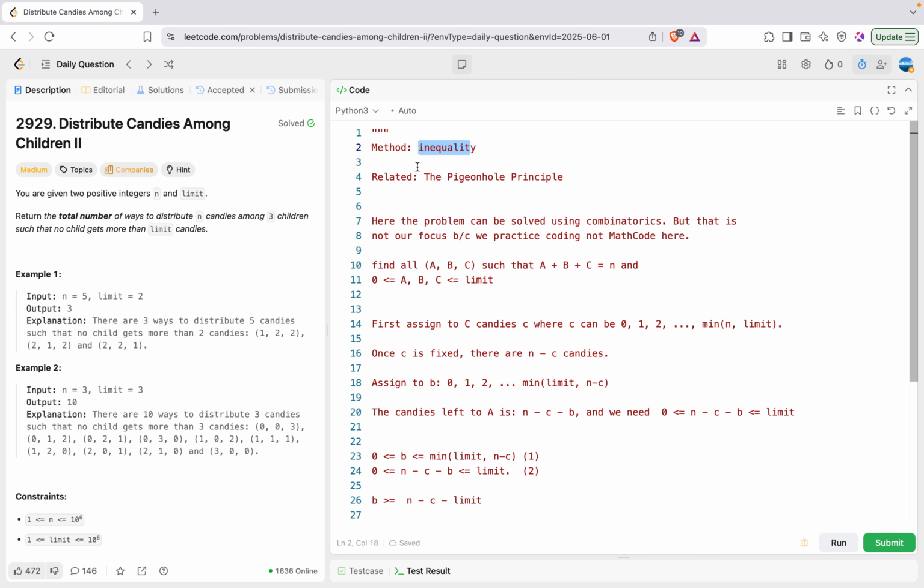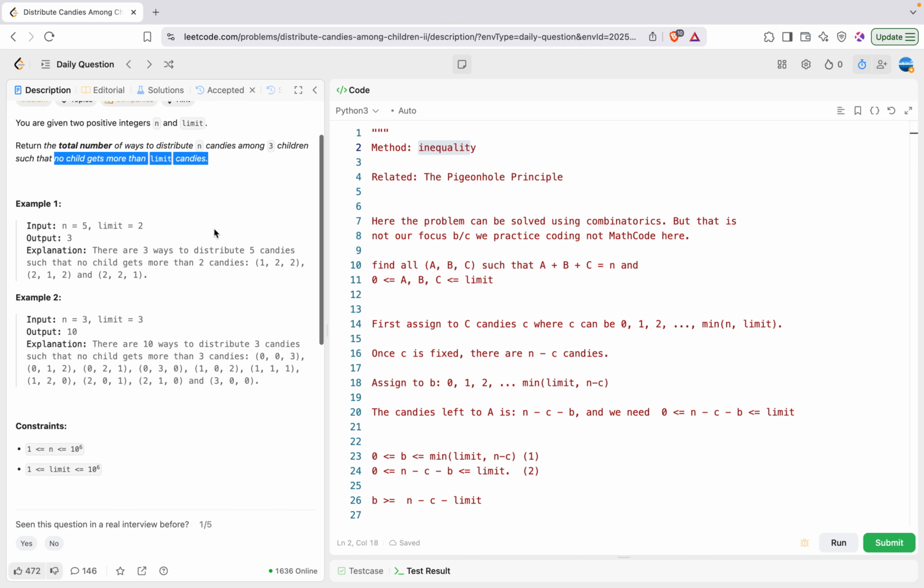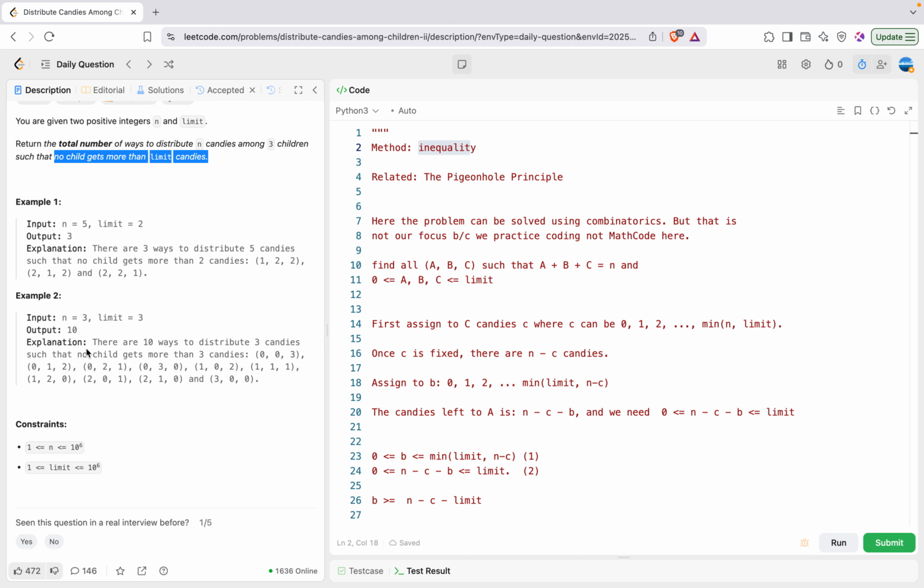So basically we are given two positive integers, n and limit. We want to find the number of ways to distribute these n candies to 3 children, such that no child gets more than limit candies. Here are two examples, and you can interpret them yourself. Here are the constraints.